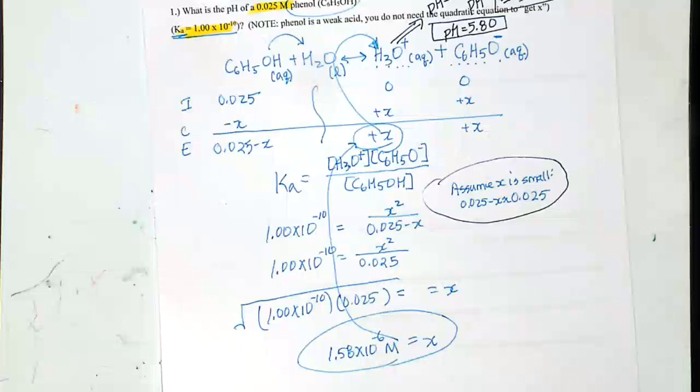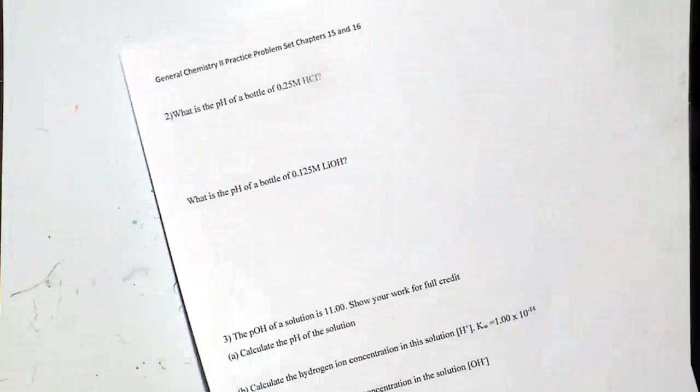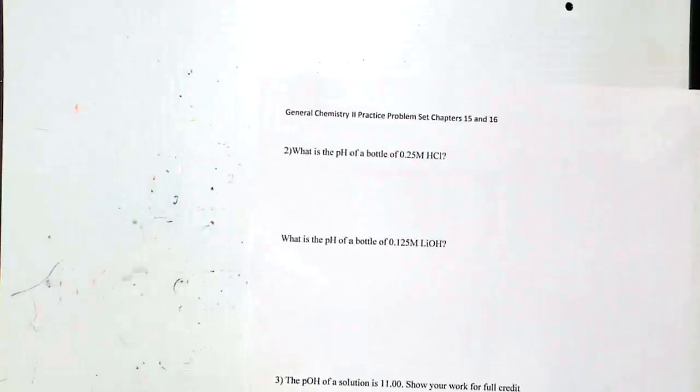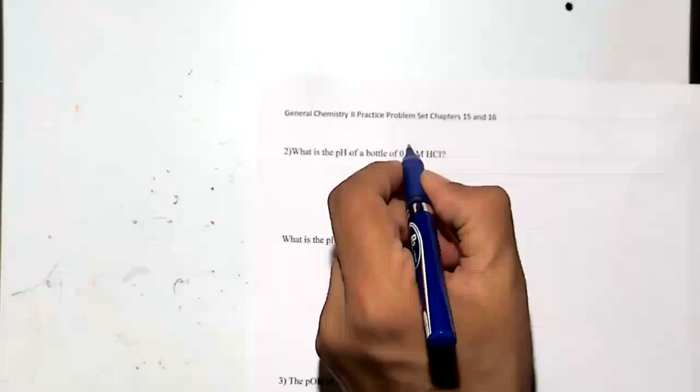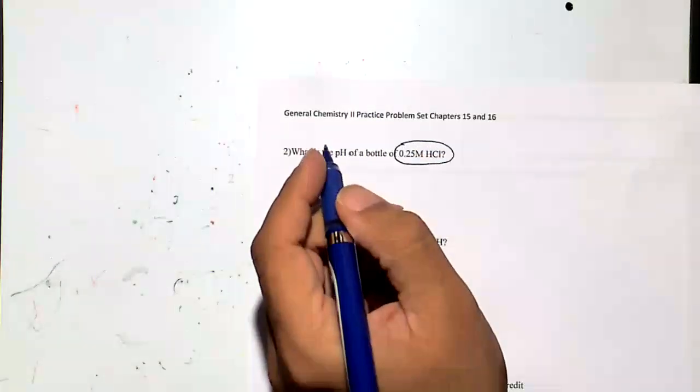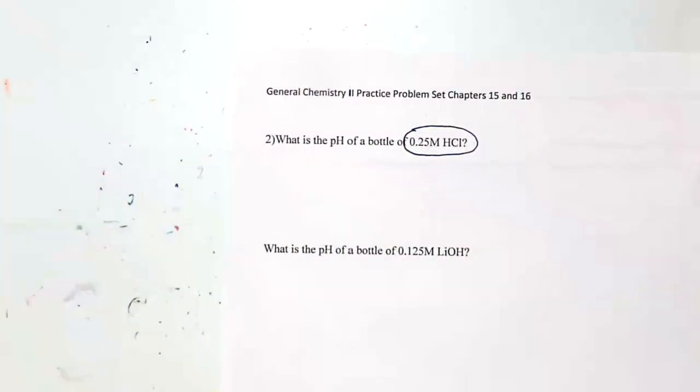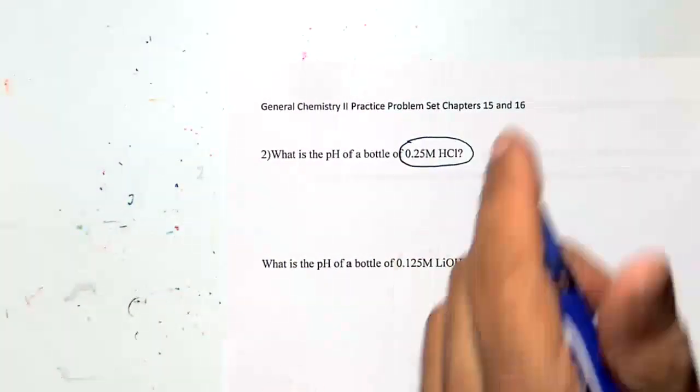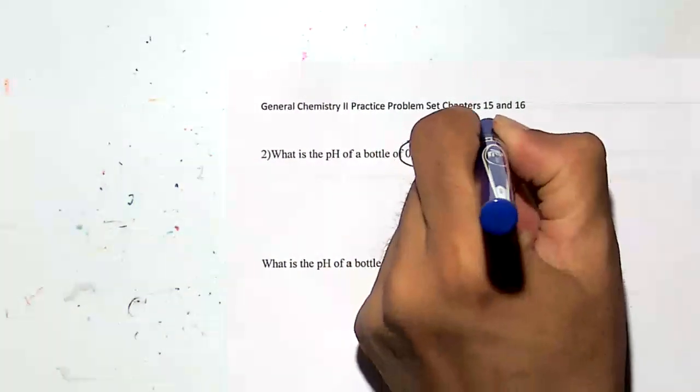Shall we move on to another problem here? Let's move on to page 2. In our first problem we had the pH of a weak acid, phenol. Now we have the pH of 0.25 molar HCl. Should we use an ICE table here? Yes or no? HCl is what is called a strong acid.